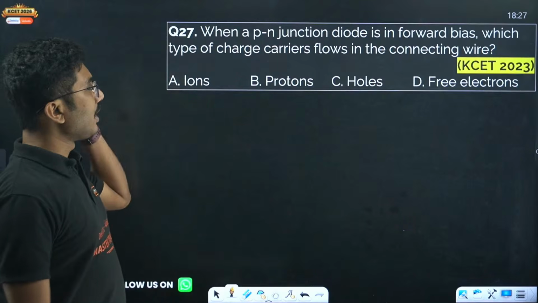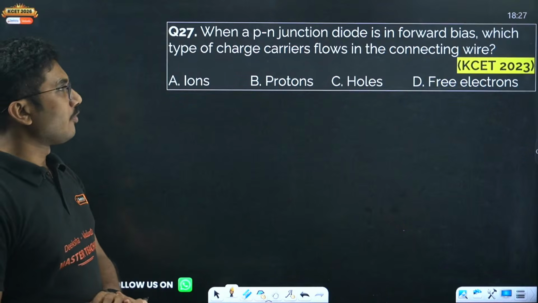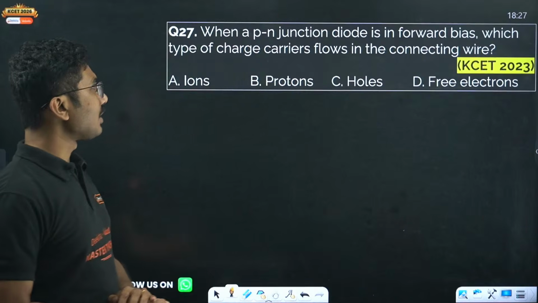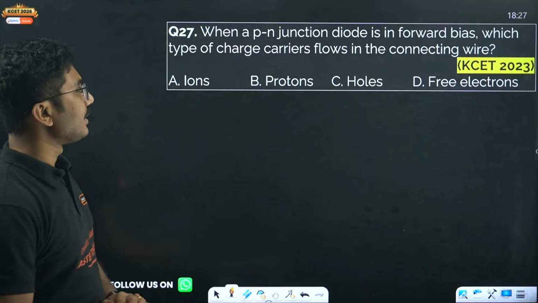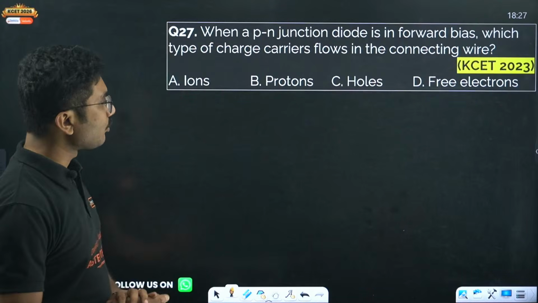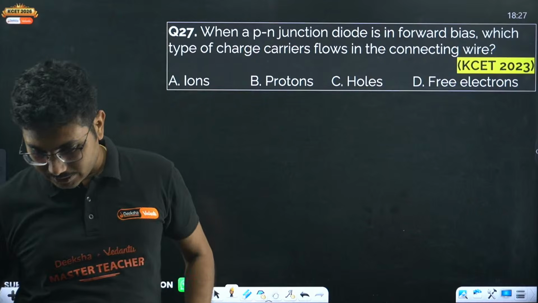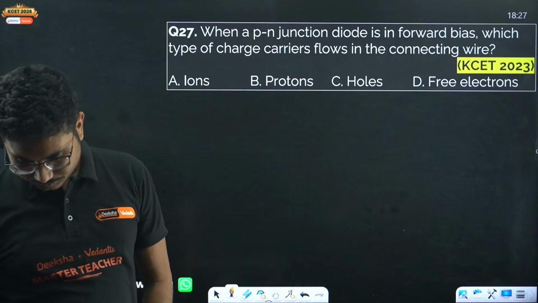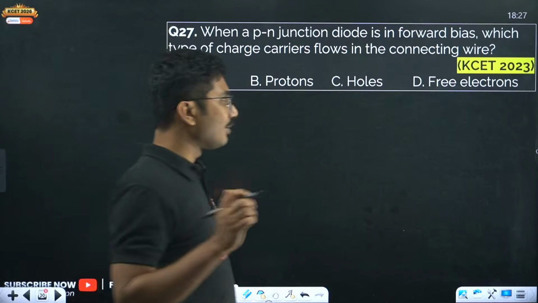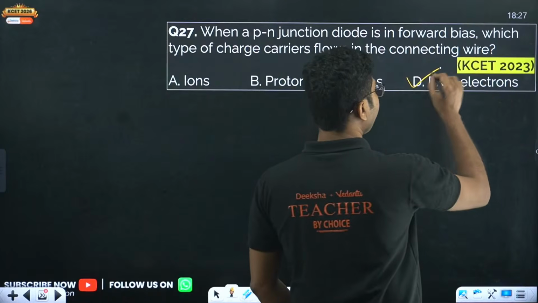When a PN junction diode is in forward bias, which type of charge carriers flows in the connecting wire? Ions, protons, holes, or free electrons? Who can answer this? Yes, I know tomorrow is the result. So it will be free electrons.